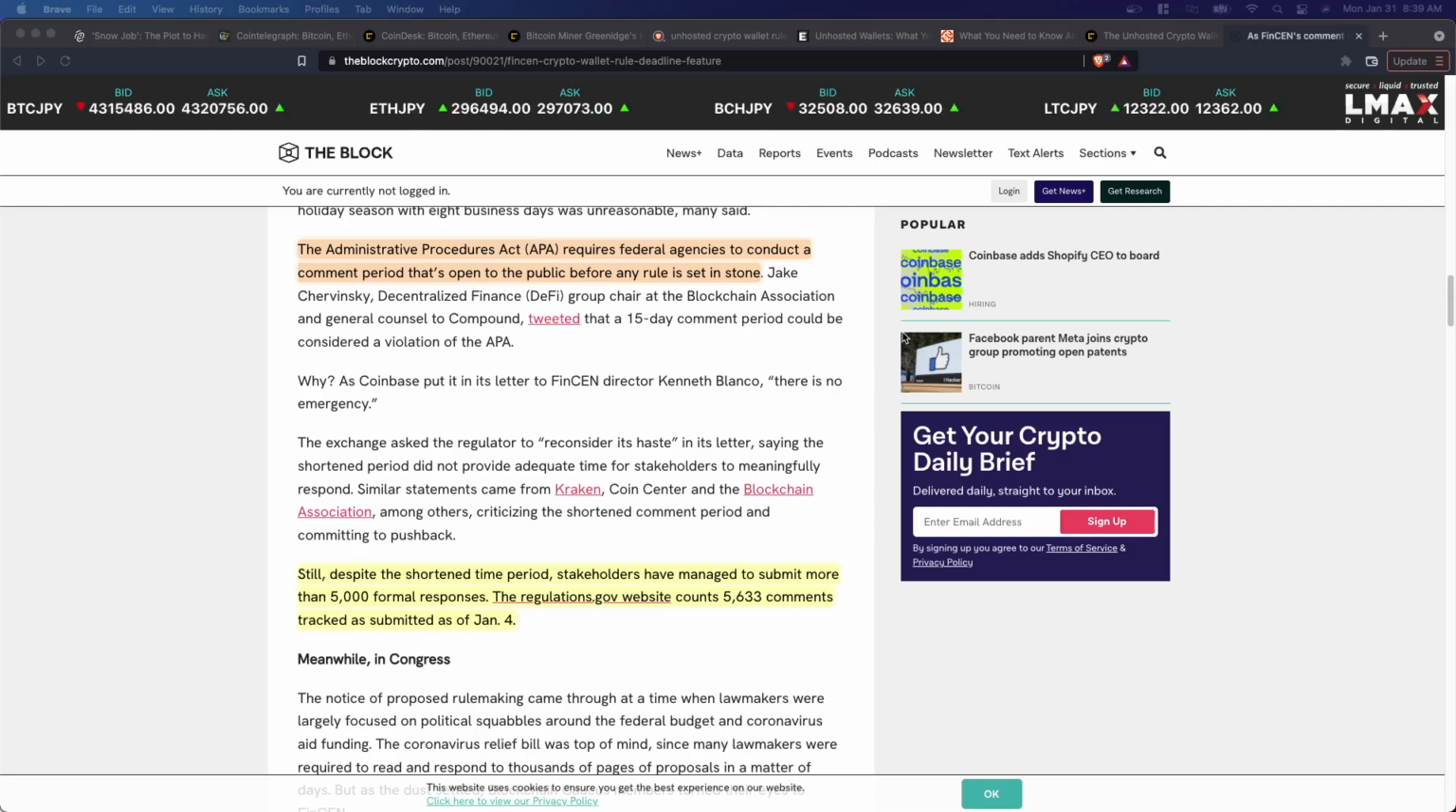And so one of the issues here is a traditionally shortened comment period. I think it's normally about 60 days unless it's in a case of an emergency. And we'll do a deeper dive into that as we dig deeper and unpack this a little bit more.